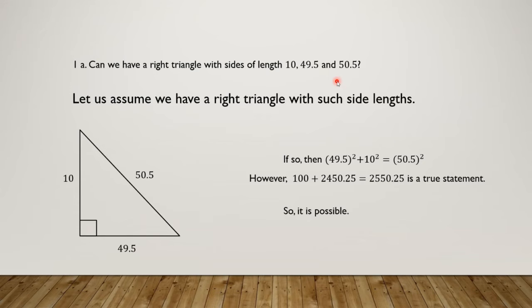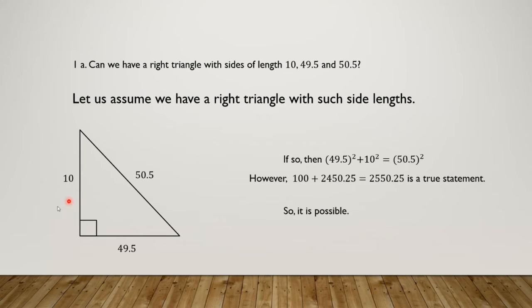Okay. So can we have a right triangle like this? Well, this here, 50.5, would have to be the hypotenuse. The other two sides here would have to be the legs. So let's say this was our right triangle. This is the hypotenuse. Here we have the legs, right? So we want to know, can this right triangle exist? Well, if it did, it would have to satisfy Pythagorean's theorem. That's what has to happen.